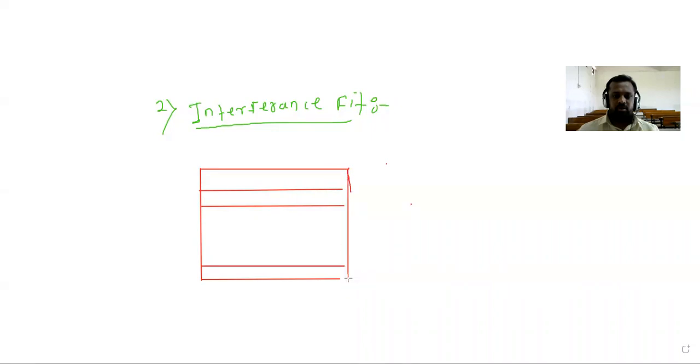Actually, this line should be dotted. This line should be dotted. But just say this is the hole. Okay, so correct, it is the hole now. Yes, it is called the hole. Now first I will draw here the shaft.